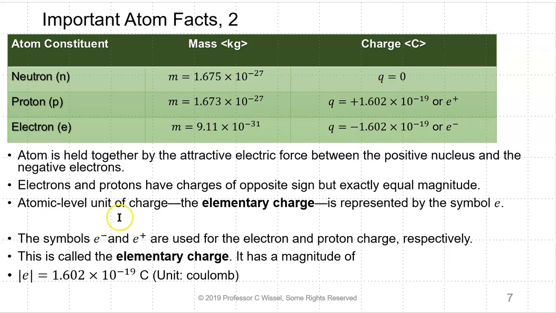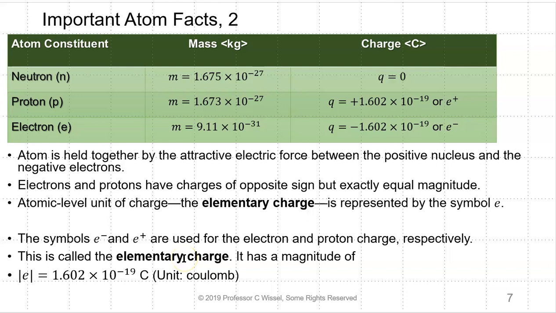At the atomic level, the unit of charge is called the elementary charge, and is represented by the symbol E. Now be very careful, don't get this confused with other times we use that same symbol. Unfortunately, we run out of letters to use for things like this. So this is the reason why you can't memorize your way through a course like this, because you'll get the symbols all confused. The symbols E negative and E positive are used for the electron and proton charge respectively.